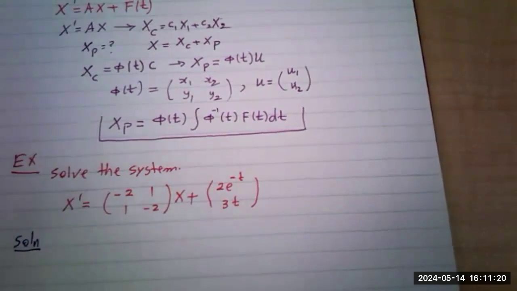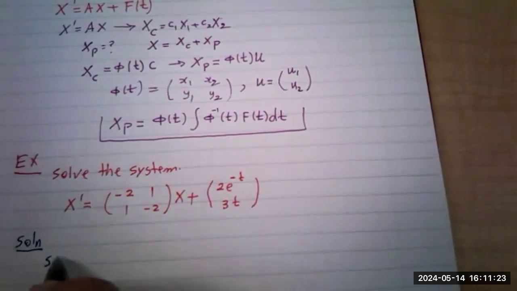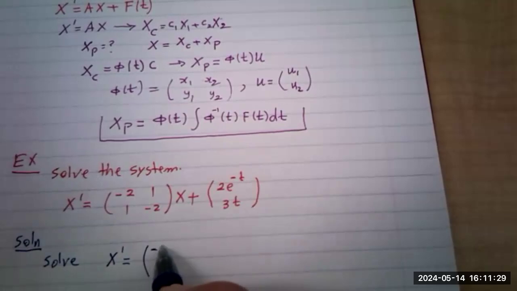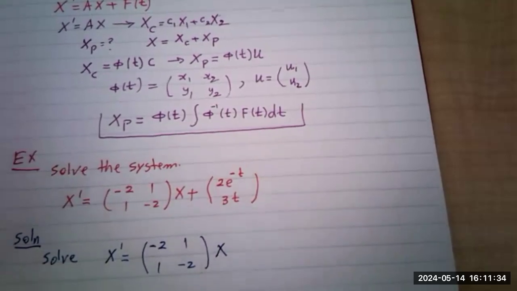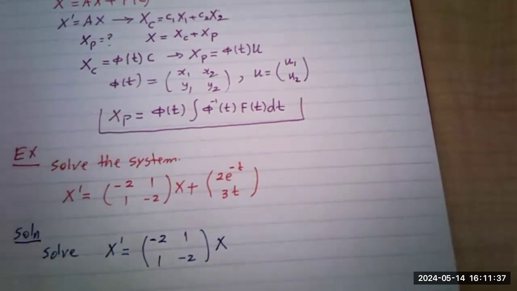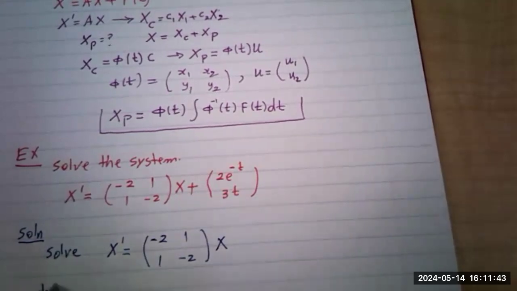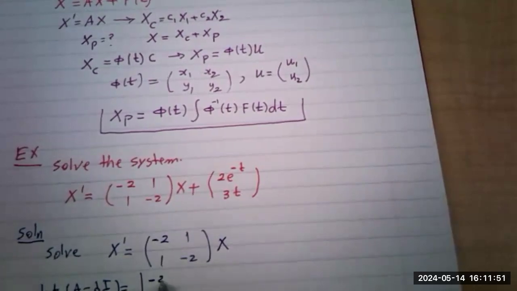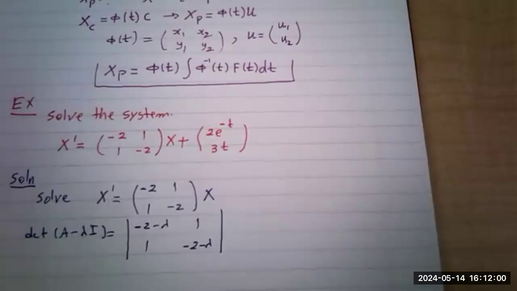So the first thing to do, you have to solve the homogeneous one, okay? So first, you have x prime equal to the matrix [-2, 1; 1, -2] times x. And you know how to solve this one. You have to go for the eigenvalues of the matrix. We are familiar with those notations, so we go for it right away. We are going to find the determinant of A minus lambda I, which is equal to the determinant of the matrix with -2 minus lambda, 1 in the first row, and 1, -2 minus lambda in the second row.